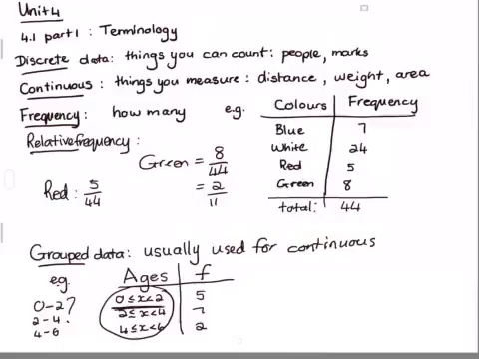But even if it's discrete data, if you have a huge number of children, you would still group it so that your info isn't so enormously big.